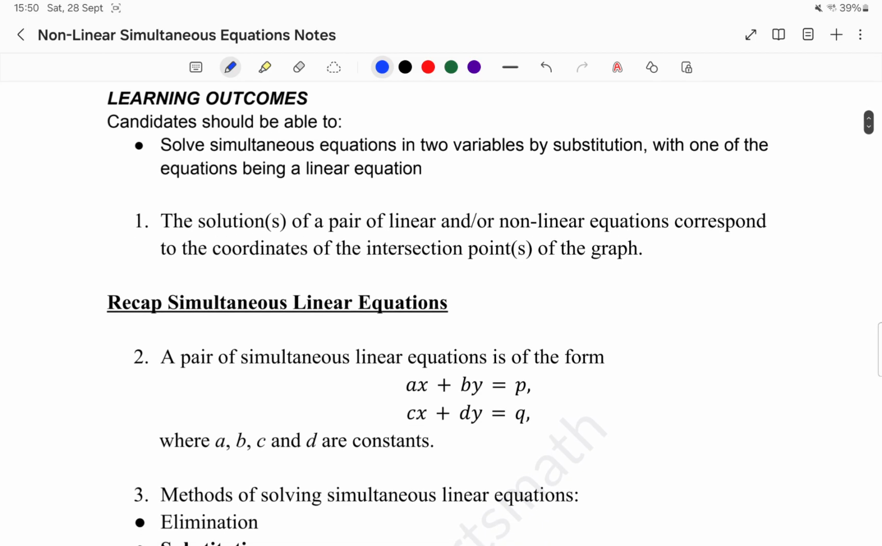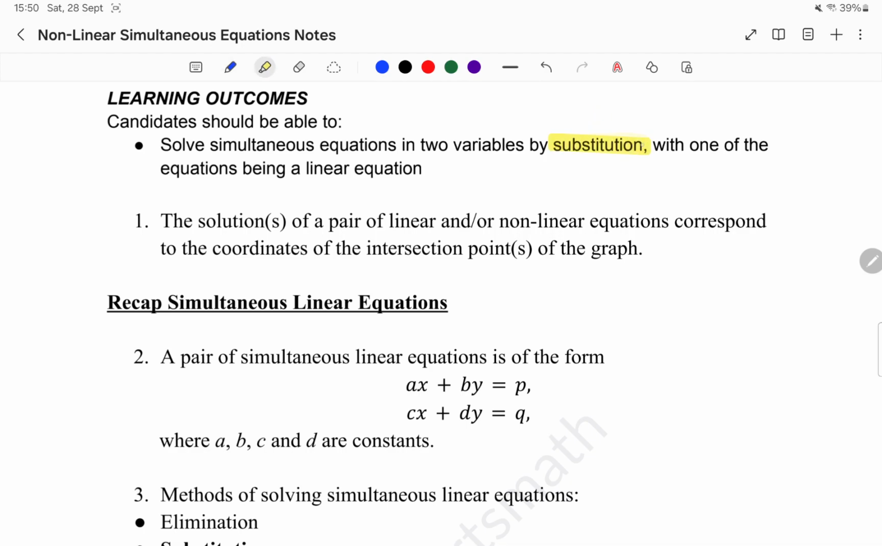So without further ado, let's look at the learning outcomes. As usual, I extracted this from the O-level syllabus document for A Math. Candidates are expected to solve simultaneous equations in two variables, meaning x and y, by substitution. So what is important here is substitution.